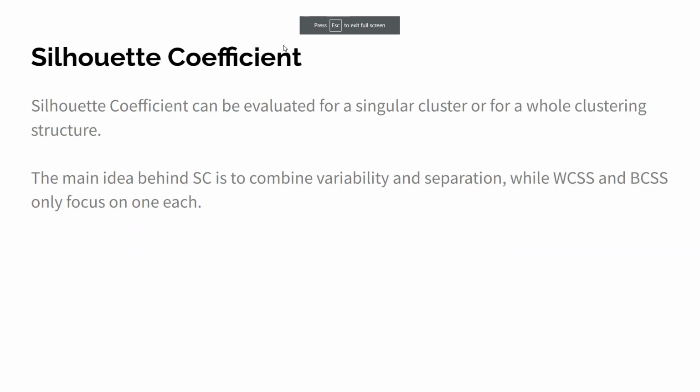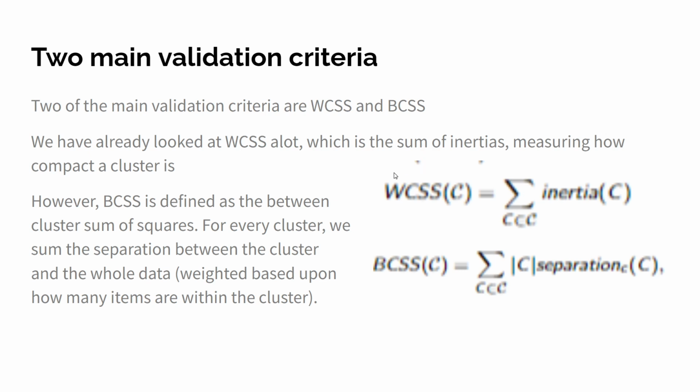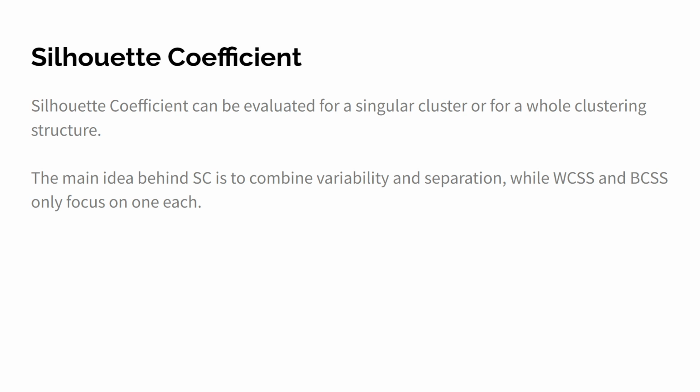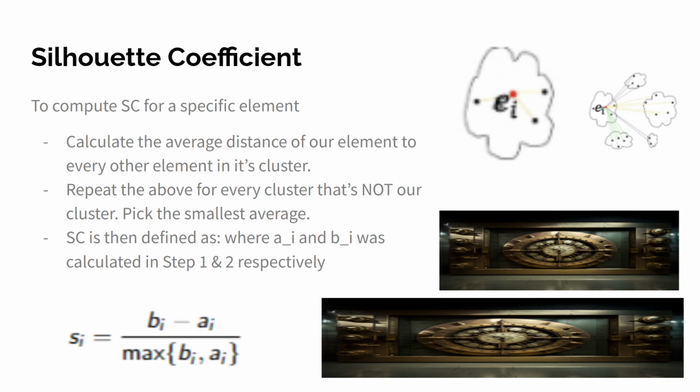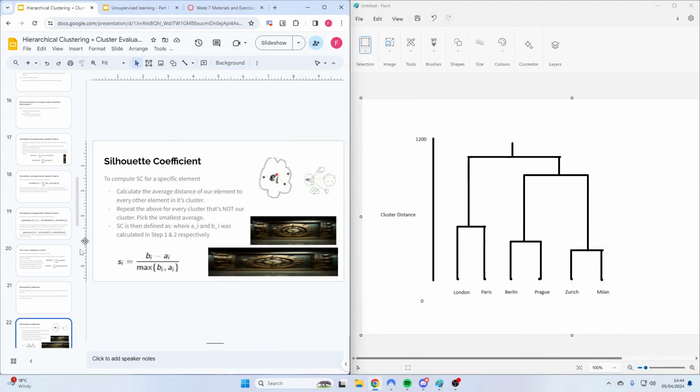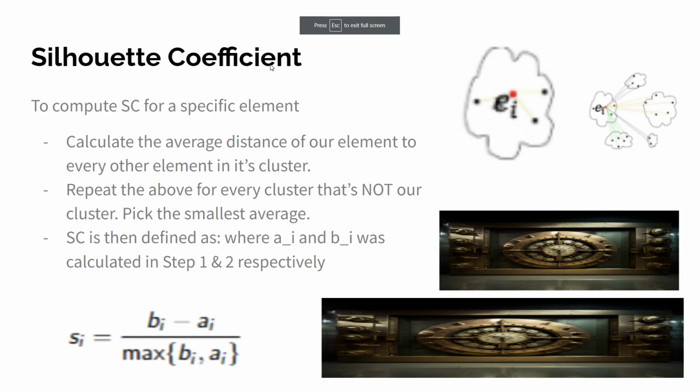So next up, we're looking at the silhouette coefficient. The idea behind the silhouette coefficient is to combine both the variability and separation. If we look back here, WCSS is all about the variability, and BCSS is all about comparing the separation. So what the silhouette coefficient aims to do is combine both of these to get the best of them, which might be a bit more of a fair algorithm to see how well our cluster is. We can use the silhouette coefficient to calculate for a singular cluster, for the whole structure, or for just an element. So does everyone get the aim of the silhouette coefficient? It's just combining pretty much both WCSS and BCSS.